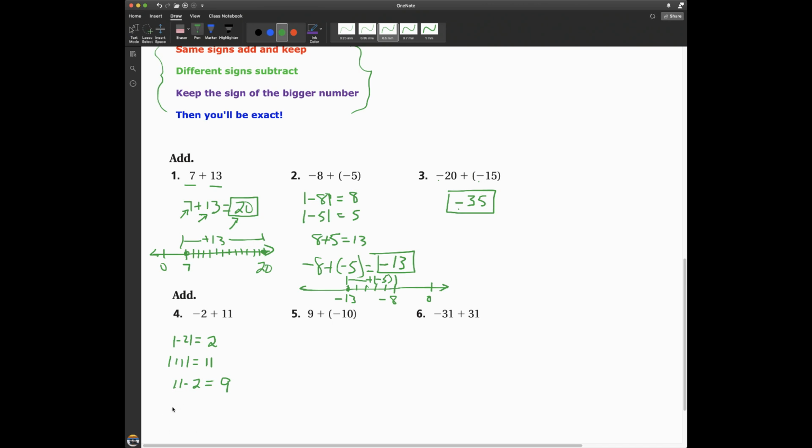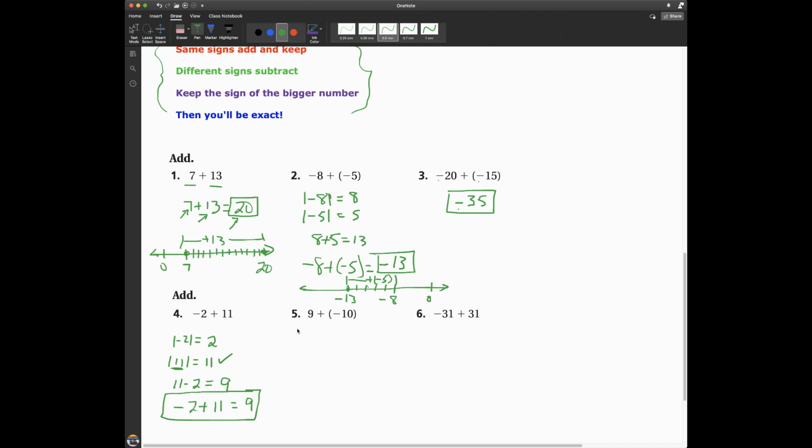All right, so negative 2 plus 11 equals, so same sign, add and keep, different sign, subtract. Keep the sign of the bigger number. So which absolute value was bigger? That one was. So I'm going to keep the sign of this number, which is positive. So my answer would be positive 9. All right. So there you go.